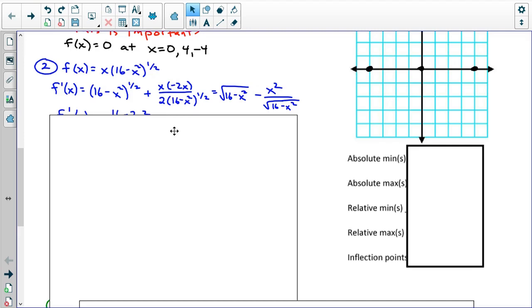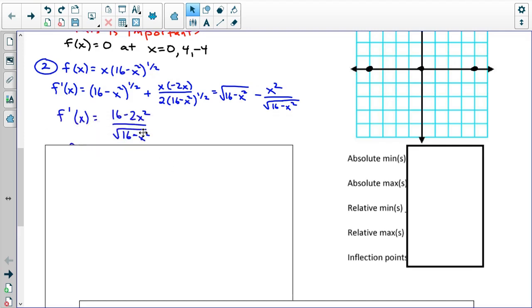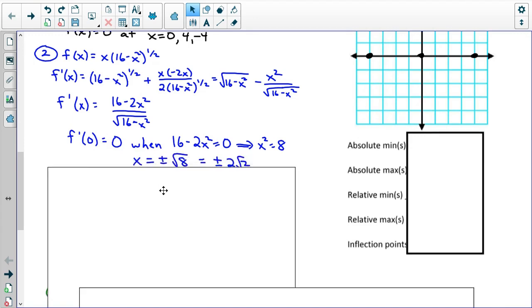And then I do a little bit of simplifying, and you can take the derivative on your own, but in the interest of time, I'm going to just tell you that the derivative is 16 minus 2x squared all over the square root of 16 minus x squared. That will equal 0 when the numerator equals 0, which occurs at x squared equals 8. So x equals plus or minus √8. You can simplify the radical, but I'm not going to for the rest of the problem.